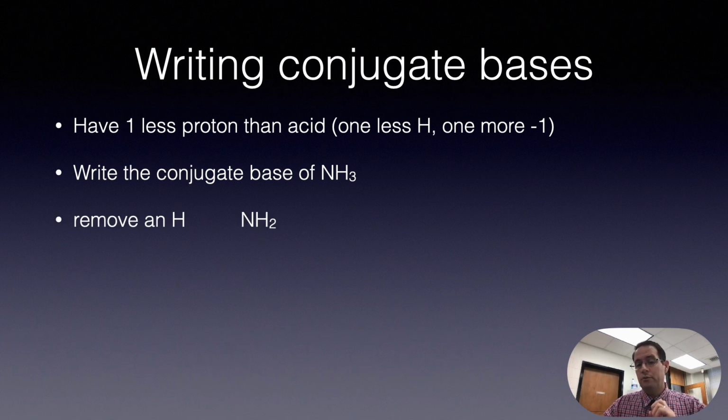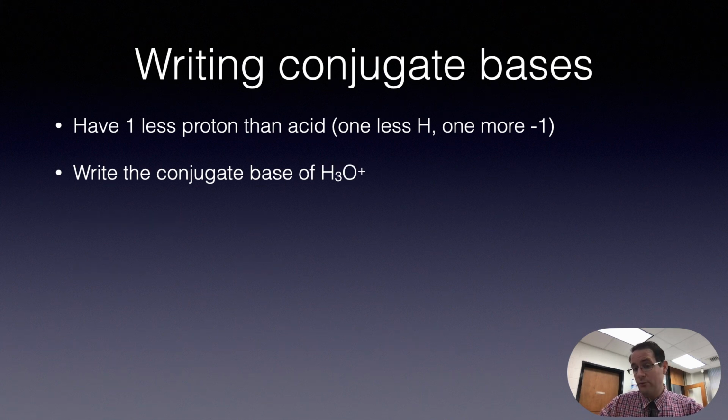So first of all, remove an H. That's easy to do. We change the formula to NH2. And then, of course, we add a -1 charge, so it becomes NH2-. Okay, so NH2- is the conjugate base of ammonia. How about this molecule here?